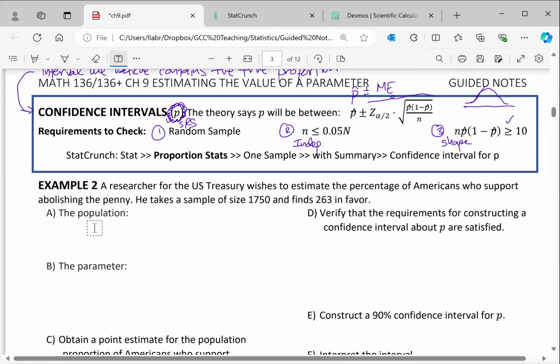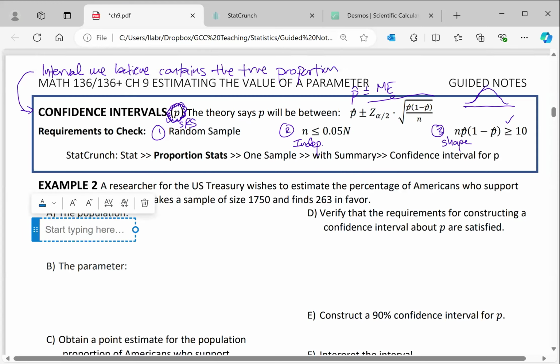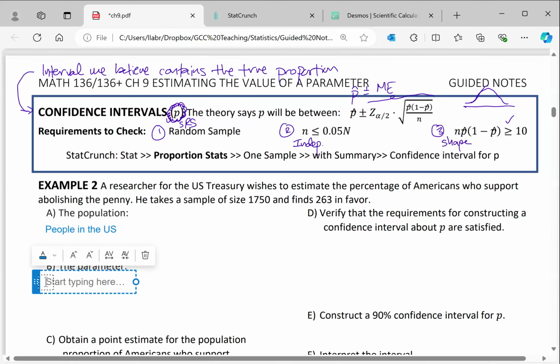So what is the population? If a researcher wants to estimate the percentage of Americans who support abolishing the penny, what is the population? What group is he interested in? Essentially people in the US, right? AKA Americans. Now, what is the parameter of interest? So if that's my population, what's the parameter here?